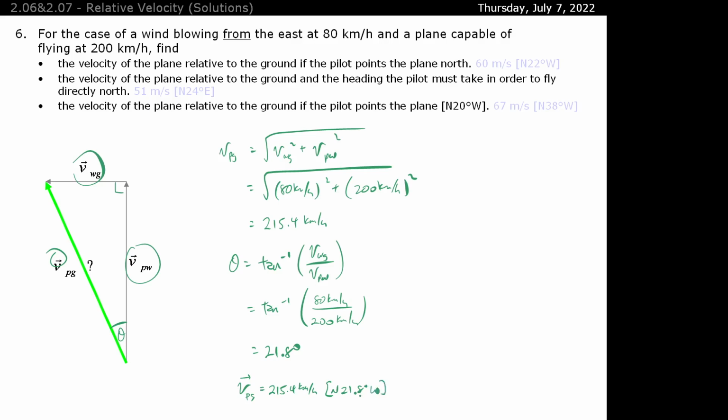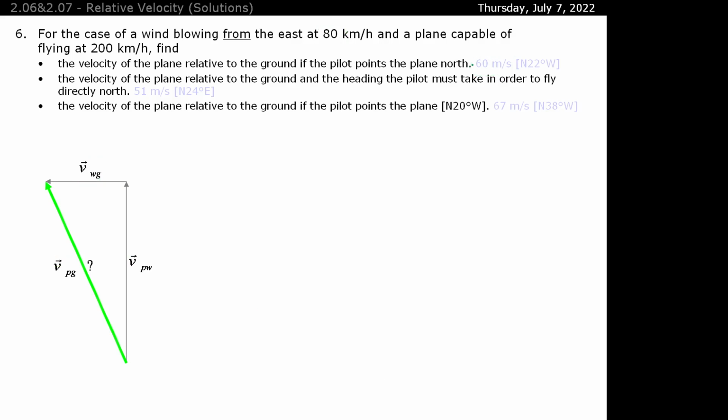And if we want to round this properly, which I wasn't paying attention to, two sig figs, so this would be 2.2 times 10 to the 2 kilometers per hour, north 22 degrees towards the west. And that will be my answer. Now, you could also calculate it out in meters per second. That's up to you. Just divide by 3.6 on your calculator. Whoops, wrong button. Oh well, you get the idea.